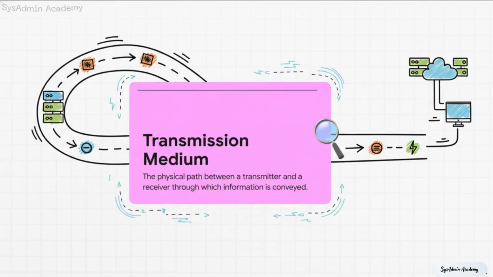All right, so what are we even talking about? A transmission medium is just the physical path that our data travels on. That's the key word, physical. Think about it like this. If your data is a bunch of cars, the transmission medium is the actual road they're driving on. No road, no journey. It's literally that simple.